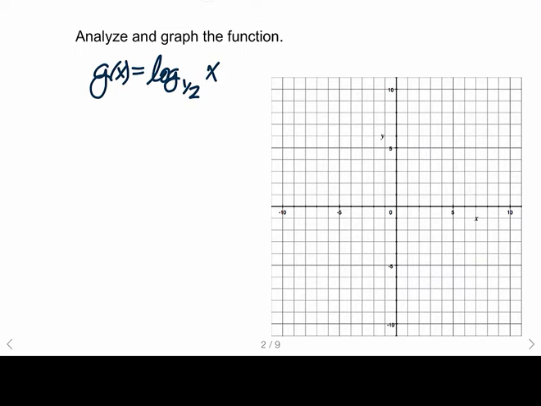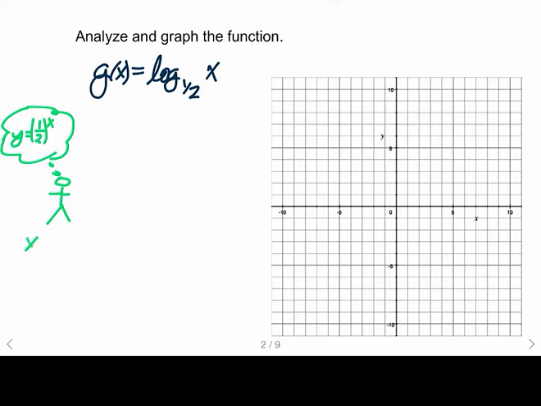All right, so now that the cat's out of the bag on that one, let's analyze and graph the function g of x is equal to log base 1/2 of x. First, we ask ourselves, what's the base? Well, it's that little subscript 1/2. What I think of when I try to analyze a logarithmic function is I think of an exponential function. And so I'm thinking of y equals (1/2) to the x.